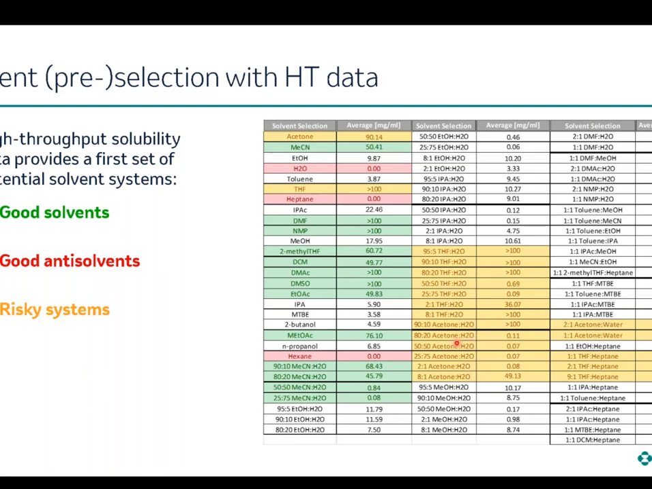Same here for 80-20 acetone-water. This is something that occurs oftentimes and indicates liquid-liquid separation, so an oiling-out phenomenon. And this is why these systems were not studied further in detail.